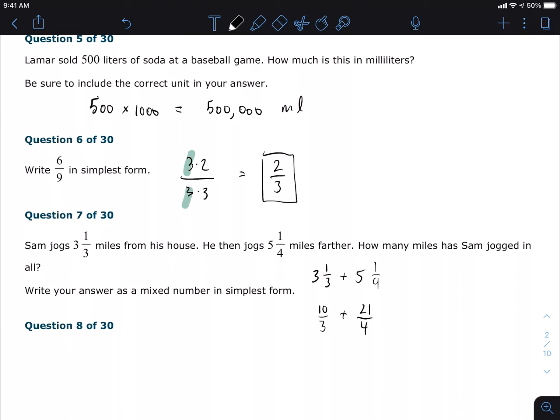Okay. So then from here now I need common denominators, and so the common denominator is going to be 12. So I multiplied 3 by 4, so I have to multiply that 10 by 4, so that's going to give me 40. And then over here, I multiplied my 4 by 3, so the 21's got to be multiplied by 3, so that'll be 63.